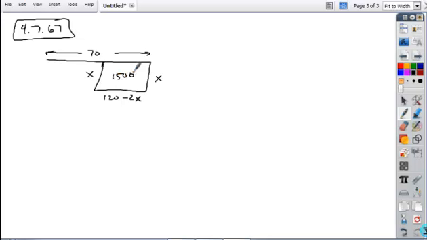And so the equation that you wind up with is the area, which is x times (120 minus 2x), has to equal 1,500. So there's the equation that you're going to be using. And so now it's just a matter of solving. So if you solve this for x, you're going to get two values. Again, plugging it into your calculator and solving it is probably going to be an ideal method for doing that.